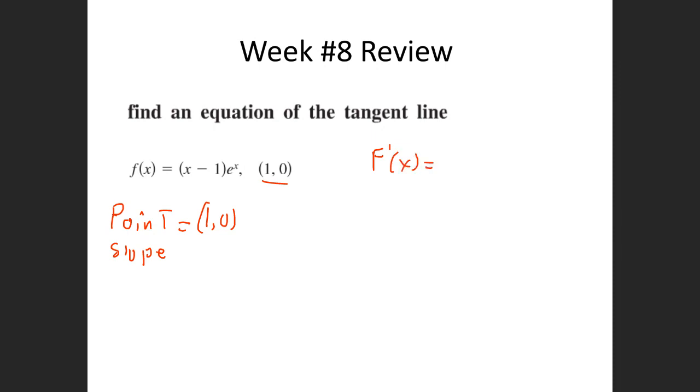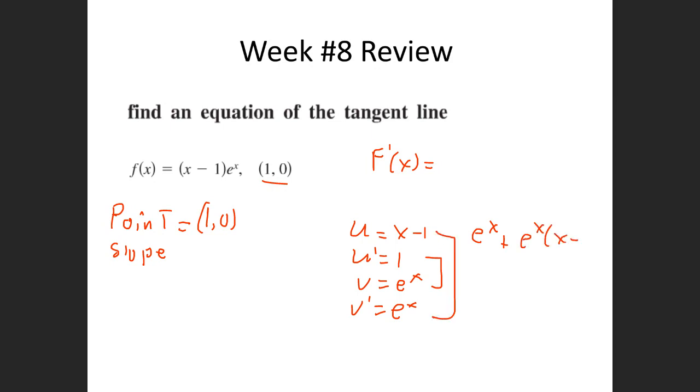Well, the derivative of this problem, again, I'm just going to go u is equal to x minus 1, u prime is equal to 1, v is equal to e to the x, v prime is equal to e to the x. Inside, so that's going to be e to the x, plus outside, so that's going to be e to the x times x minus 1. And now I can plug in my x value. So e to the first, so that's just going to be e, plus e to the first, which is e, times 1 minus 1, well, that's going to be 0. So this term is just going to cross off. So I'm left with just e for my slope.